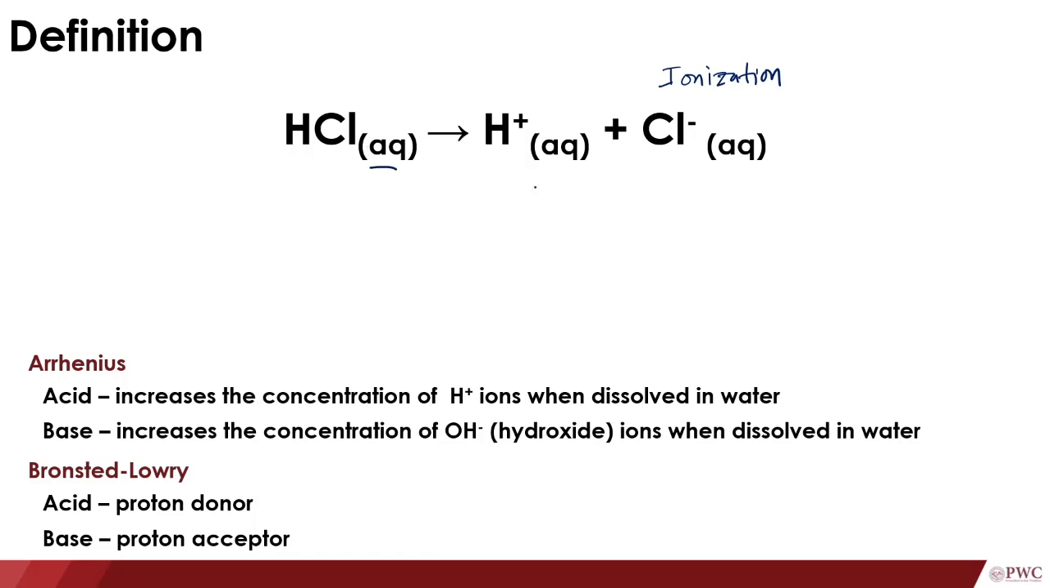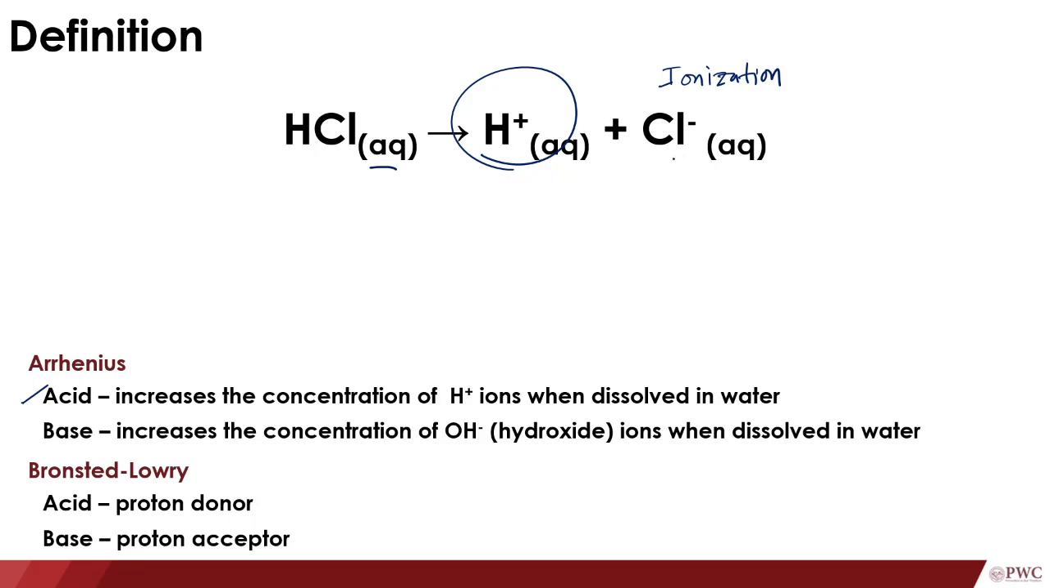Here we can observe from this reaction that there is an increase in the concentration of H plus ions, and this one is an acid. An acid, again according to the Arrhenius definition, increases the concentration of H plus ions when dissolved in water. So again, when we dissolve HCl, it breaks into H plus and Cl minus. HCl increases the concentration of H plus in the solution. That makes HCl an acid according to the Arrhenius definition.